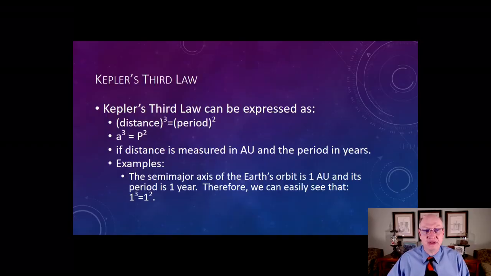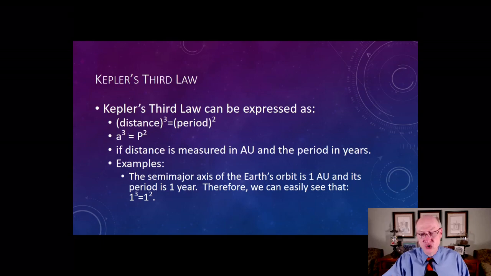So let's do an example of this. Let's do the Earth as an example. The semi-major axis of the Earth's orbit is 1 astronomical unit, and its period is 1 year. So you can easily see that 1 cubed, 1 times 1 times 1, is 1. The period squared is 1 year squared, which is 1 times 1. So 1 cubed equals 1 squared is sort of trivial. It all works out. Not very impressive because it was all ones.